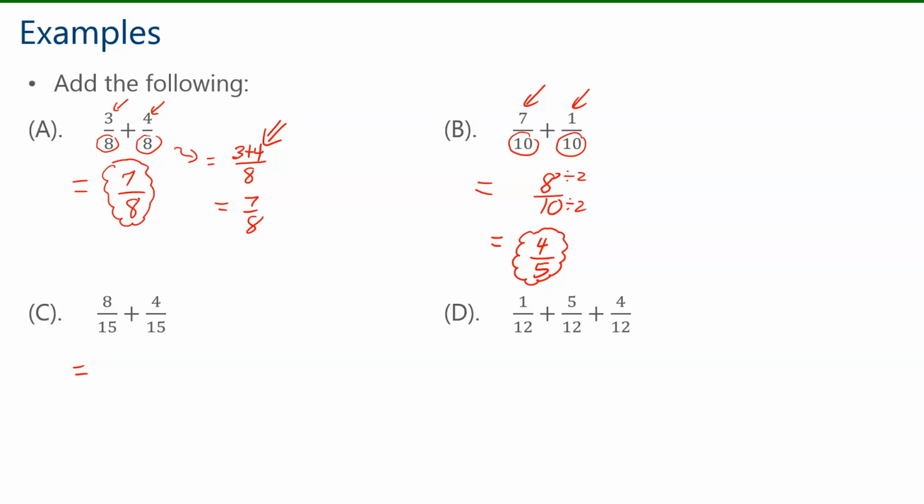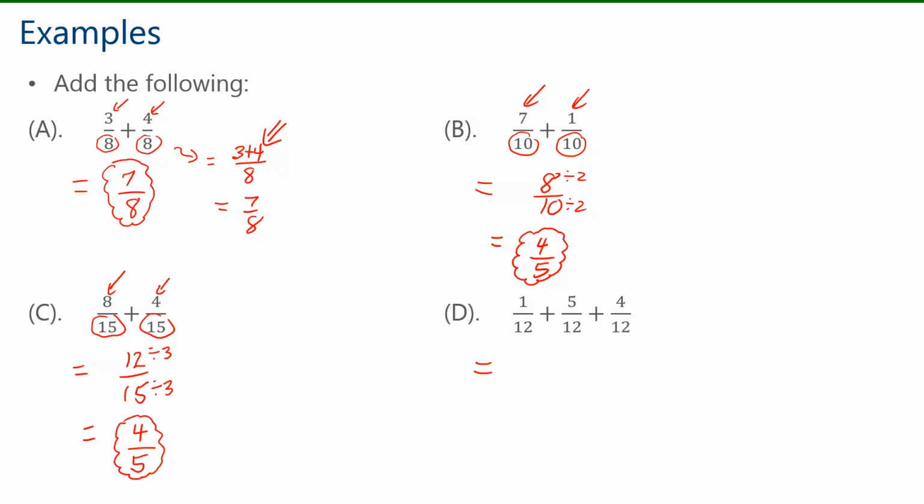Okay, C. Common denominator, 15. Copy it down. Numerators, 8 and 4. Add them. And 8 plus 4 is 12. Simplest form? Nope, because 3 will go into both 12 and 15 nicely. And 12 divided by 3 is 4. 15 divided by 3 is 5. Because 3 times 4 is 12, and 3 times 5 is 15. 4/5 is simplest form. Done.